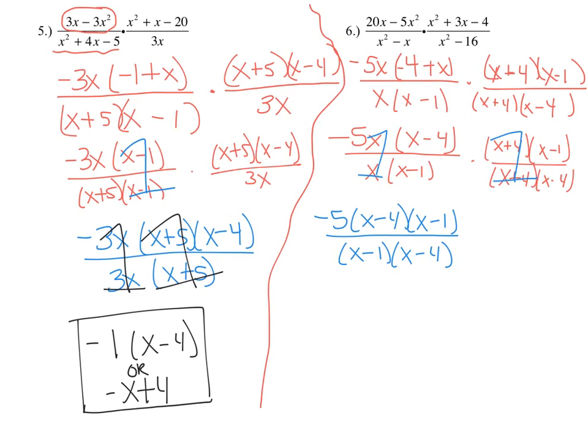So then, x minus 4 divided by x minus 4 is 1. X minus 1 divided by x minus 1 is 1. So negative 5 times 1 gives us negative 5.